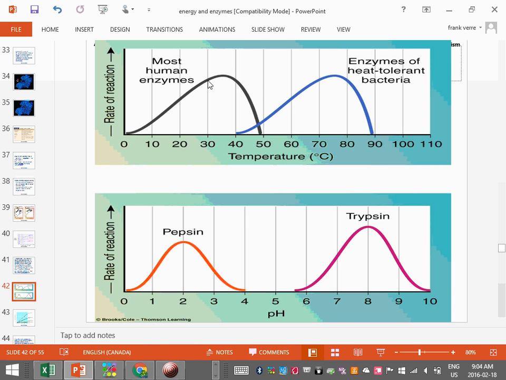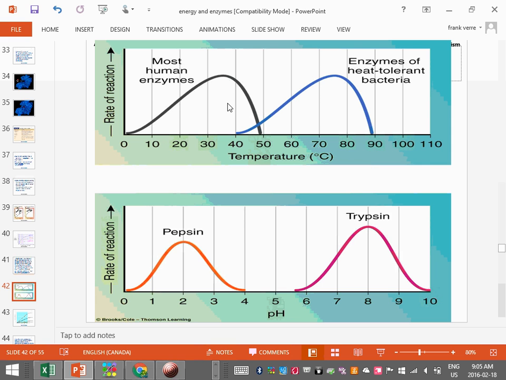Let's look at this one over here. All right? What do you notice about the reaction rate? So here what we're doing is we're measuring a reaction rate. This could be the breakdown of sugar. Could be anything, right? In a human. And so the amount of enzyme is fixed, the amount of substrate is fixed. What's different is the temperature. What does the pattern look like?